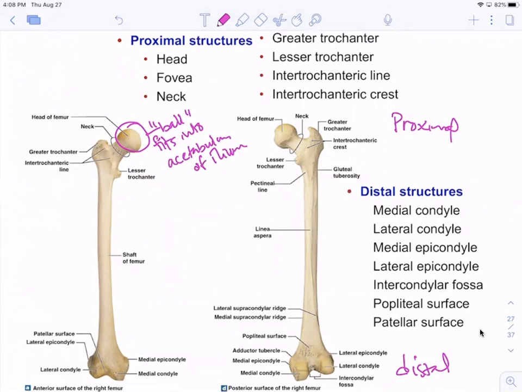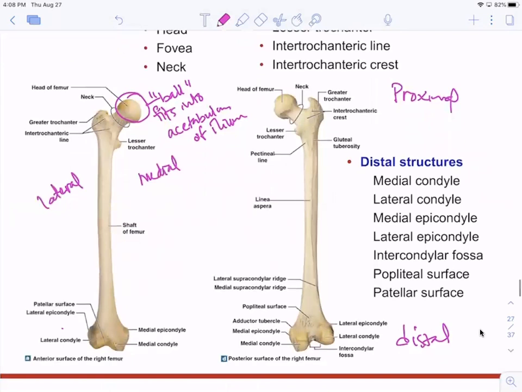Obviously, or not obviously, but hopefully it's obvious, that is going to face medial. So this is the medial side and this is the lateral side. And why do you want to know that? Because when you come down here, you have a lateral condyle and a medial condyle. If you know that the head is medial, then you know this condyle is medial, right? So that's important. So you have a head and you have a neck.